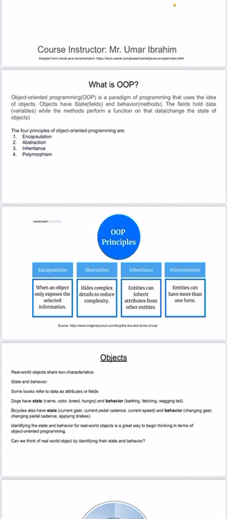We have encapsulation. We say when an object only exposes the selected information. So you encapsulate, you do not expose, right? Abstraction means hide complex details to reduce complexity. Inheritance, entities can inherit attributes from other entities. This is the part where we have a superclass and subclasses, or what we call the parent class and the child classes. And we have polymorphism, that is the ability to take more than one form. Polymorphism. The ability to take many forms.